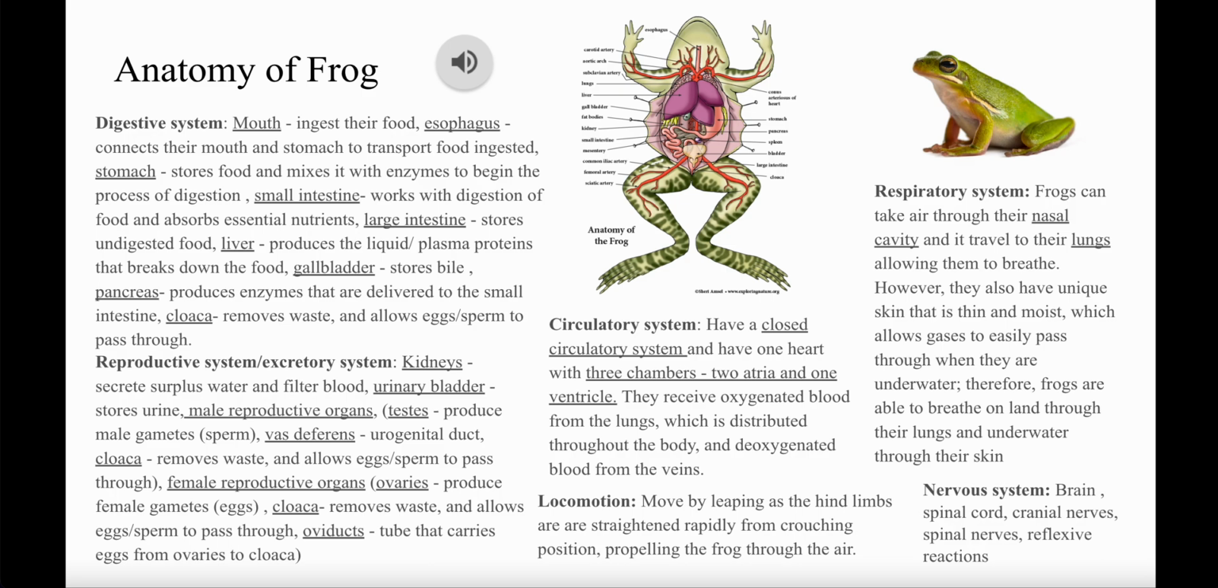Their nervous system, just like any other animal's nervous system, has a brain, spinal cord, cranial nerves, spinal nerves, and reflexive reactions, which work basically the same as ours. And then their locomotion. So frogs move by leaping as their hind limbs straighten rapidly from a crouching position and propel the frog through the air, allowing them to leap from place to place. And yeah, that's the anatomy of the frog.